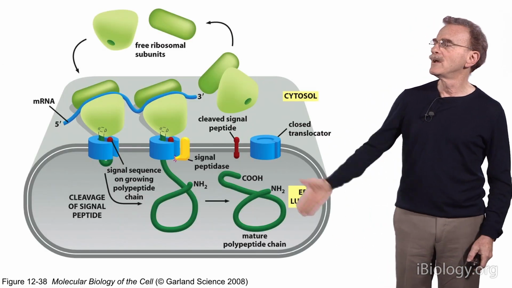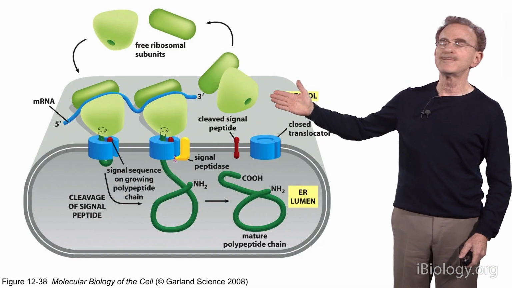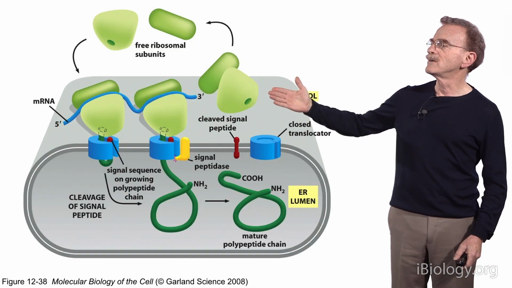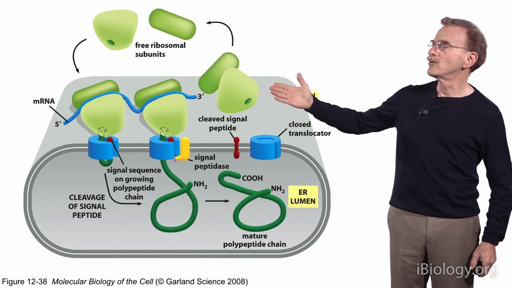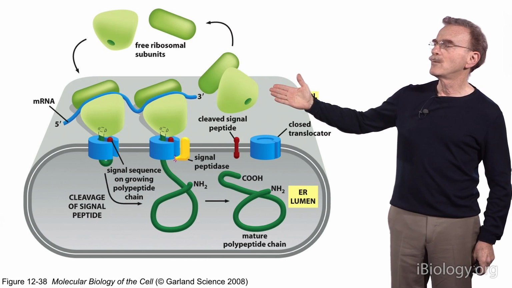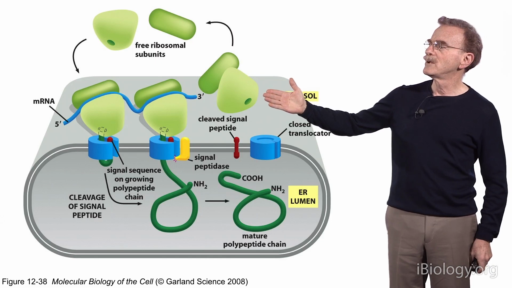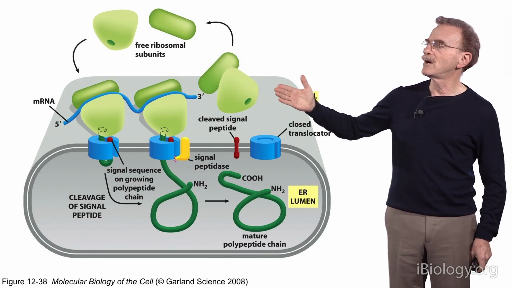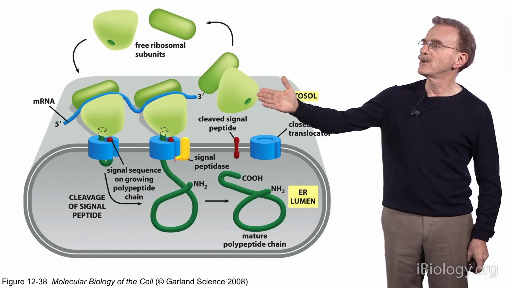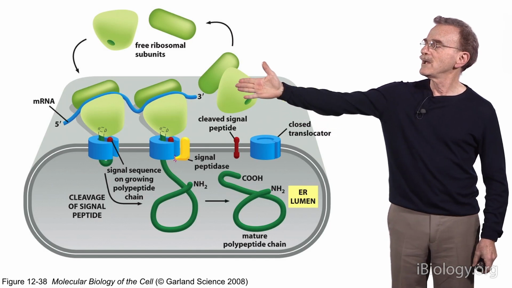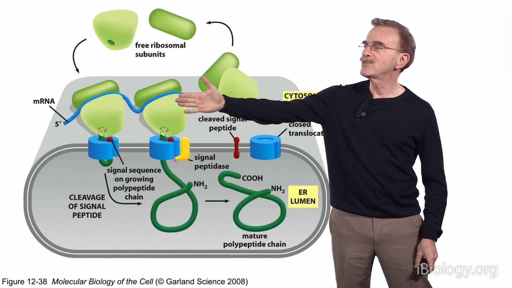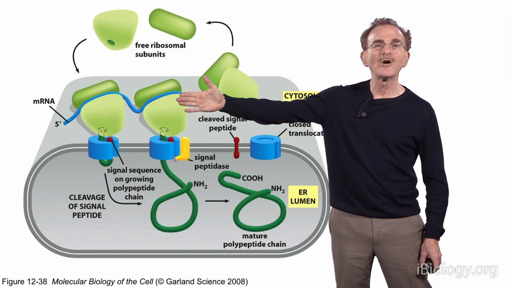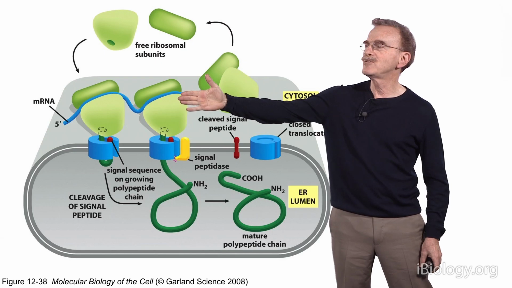So here is then a summary of a great deal of work that Dr. Blobel achieved and for which he won the Nobel Prize. We start with ribosomes that assemble together a large subunit of the ribosome and a small subunit of the ribosome. They come together along with a messenger RNA, in this case a messenger RNA that encodes a protein that is going to be secreted.